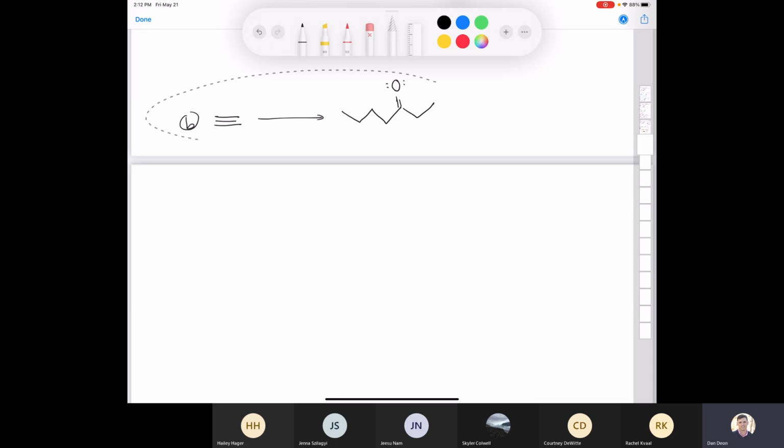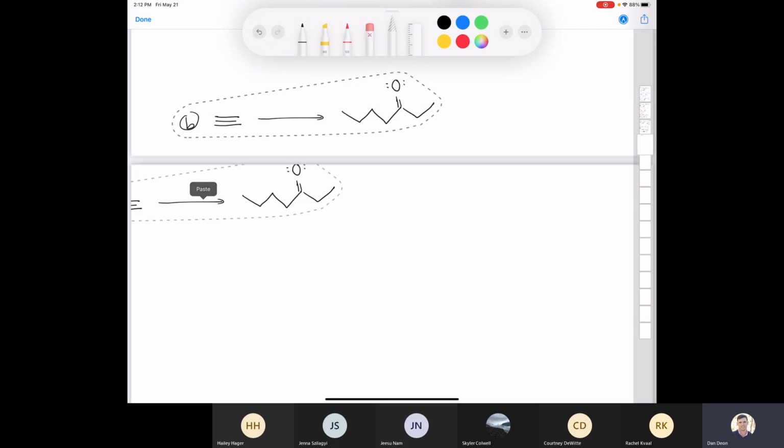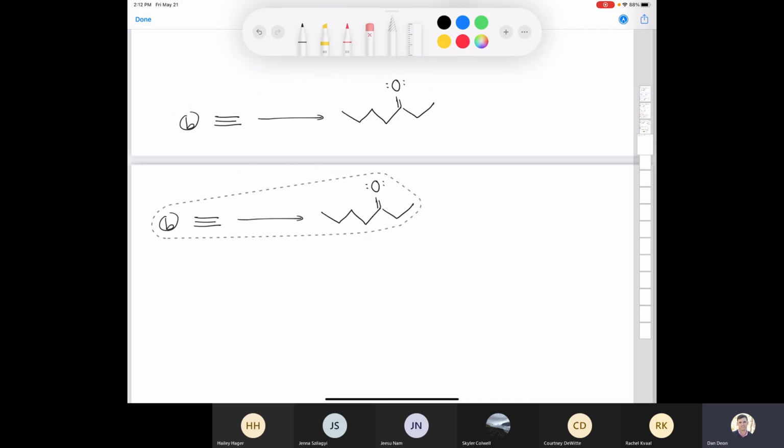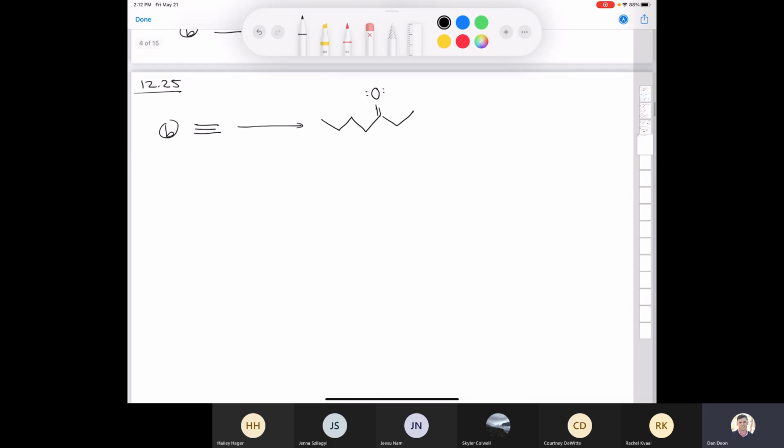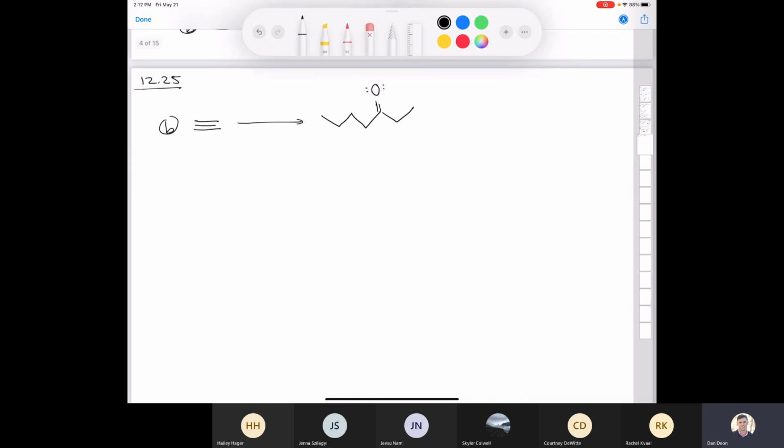We have a huge change to our carbon skeleton, don't we? I'm not going to be able to do that copy. Try pasting it on here. There we go. All right, I'll move it on over here. So again, this is question 12.25 that we're still working on. I want to start with acetylene, and I want to make this ketone. Well, boy, I'm changing the carbon skeleton a lot here, aren't I? Because I'm starting with 2 carbons, and I'm ending up with 7 carbons. Huge change.